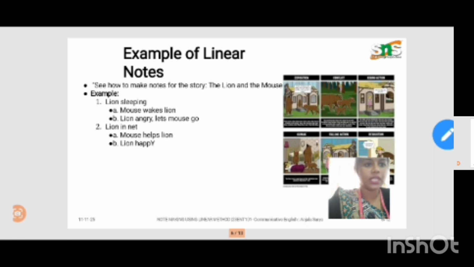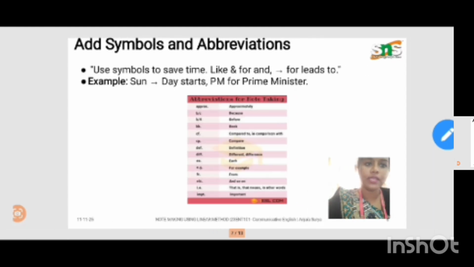I'm showing a picture on the screen. The picture is about a lion sleeping. It's about a storyline of the lion and the mouse. So I have given so many related things, like the lion is sleeping, the lion is in the nest. What is happening there is that we can get the gestures of the things referred to in the picture, and we can use it for our linear method.